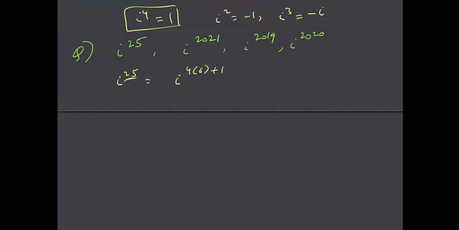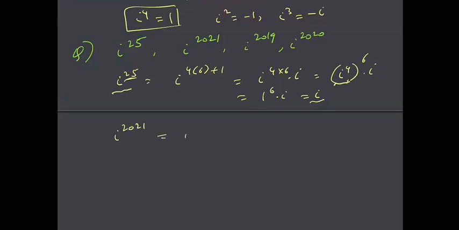Suppose I ask you to find the values of iota power 25, iota power 2021, iota power 2019, and iota power 2020. Okay. So iota power 25, you can write it as iota power 4 into 6 plus 1. I'm dividing this 25 with 4 because this is iota power 4 whole power 6 into iota, and iota power 4 is nothing but 1. So this is 1 power 6 into iota, which is iota. So iota power 25 is iota. And iota power 2021, you can write it as iota power 4 into 505, plus 1. So this is also iota because this is a multiple of 4 plus 1.